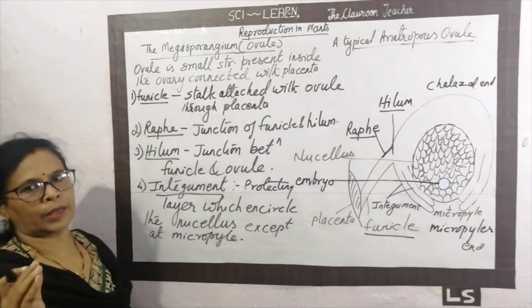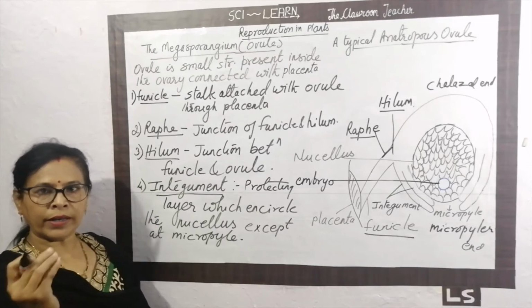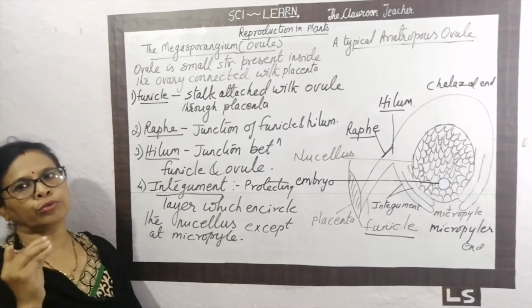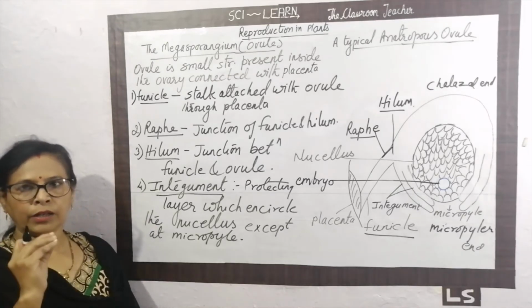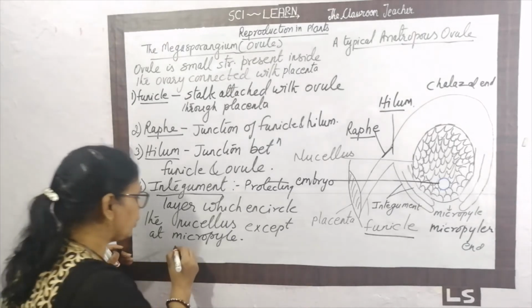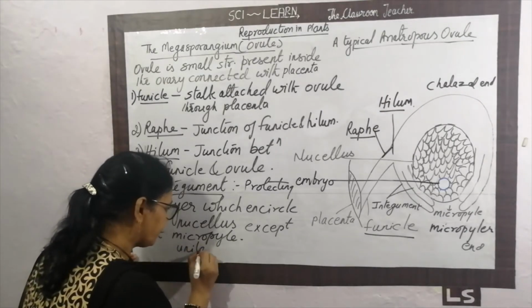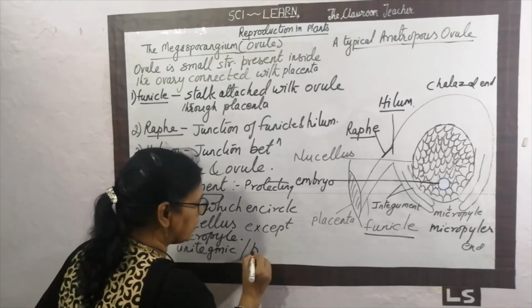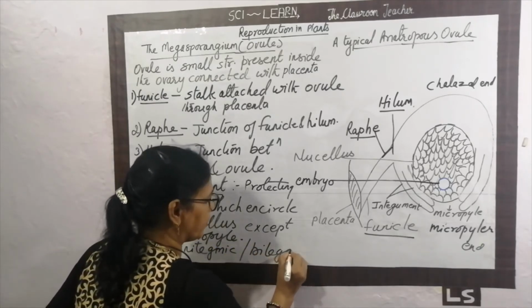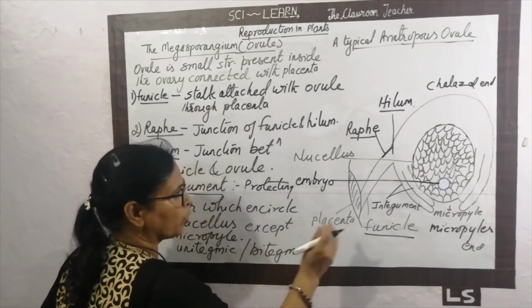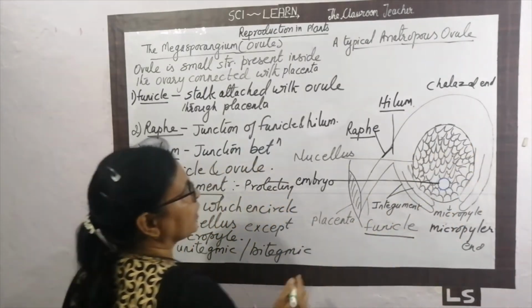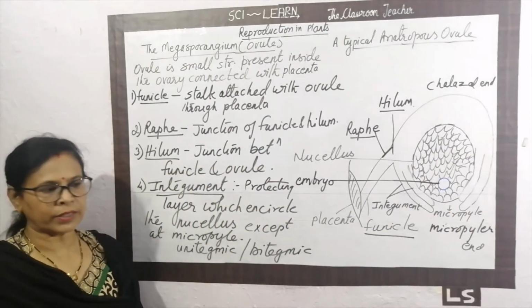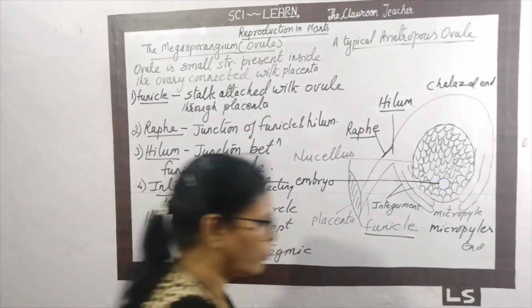Now, there are two conditions: one integument or two integuments. If one integument is there, it is called unitegmic. Uni is one, and if two are there, then it is called bitegmic. So, this is the integument which is present here in two layers in the anatropous ovule. So, these are a few parts. Let's move forward.